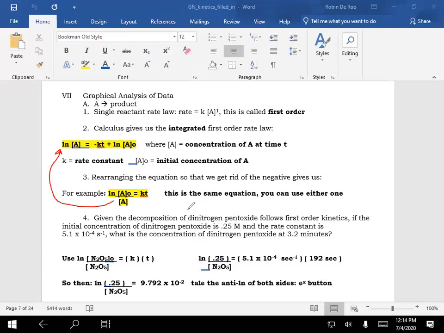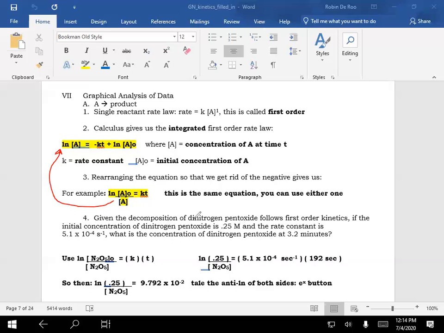Okay, so let's look at a problem. Given the decomposition of dinitrogen pentoxide follows first order kinetics, if the initial concentration of dinitrogen pentoxide is 0.25 molar and the rate constant is 5.1 times 10 to the minus 4 per second, what is the concentration of dinitrogen pentoxide at 3.2 minutes? So we're going to use our integrated rate law, which I've set up here.